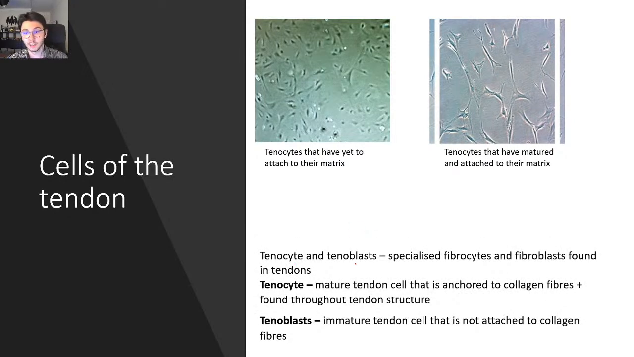So tenocytes and tenoblasts, these are specific fibrocytes and fibroblasts found within the tendons. A tenocyte is a mature tendon cell that is anchored to the collagen fibers and found throughout the tendon structure, whereas a tenoblast is an immature tendon cell that is not attached to any collagen fibers.